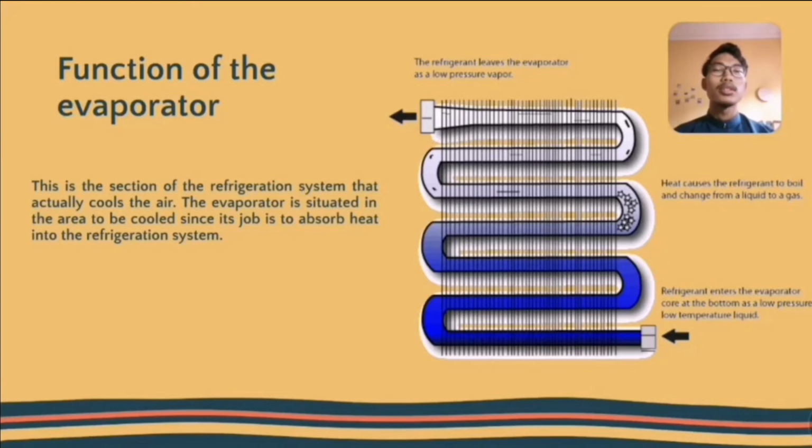Okay, as the diagram shows, first in the process, refrigerant enters the evaporator core at the bottom as a low pressure, low temperature liquid, and it goes up. The second is heat causes the refrigerant to boil and change from a liquid to a gas. And lastly, the refrigerant leaves the evaporator as a low pressure vapor.